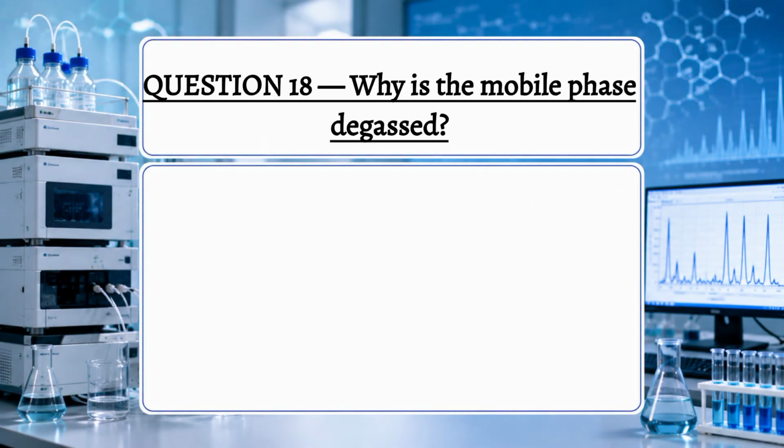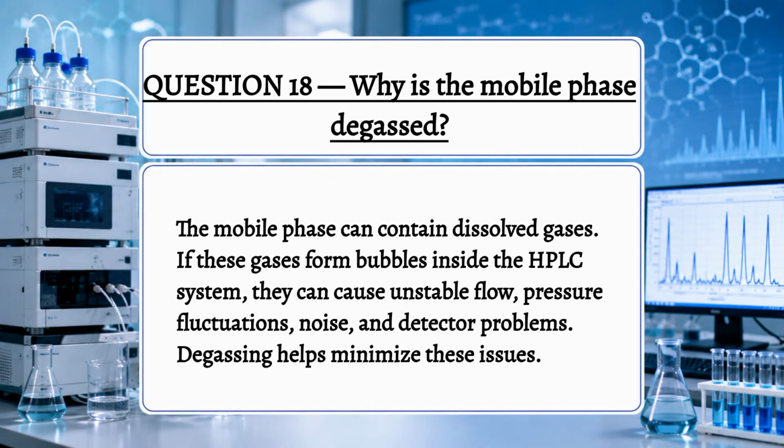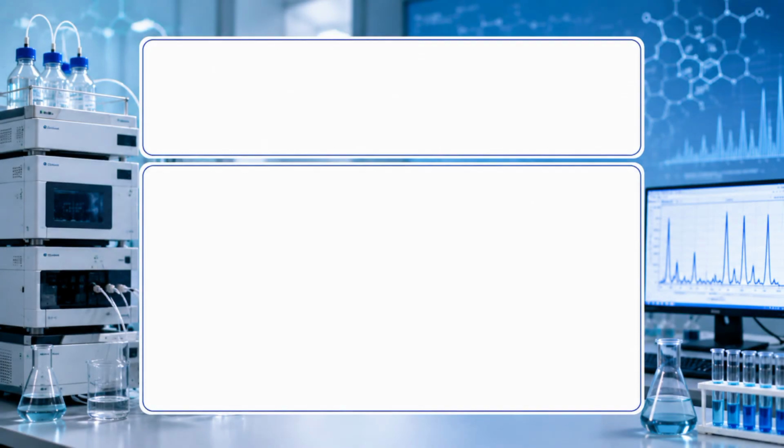Question 18. Why is the mobile phase degassed? The mobile phase can contain dissolved gases. If these gases form bubbles inside the HPLC system, they can cause unstable flow, pressure fluctuations, noise, and detector problems. Degassing helps minimize these issues.